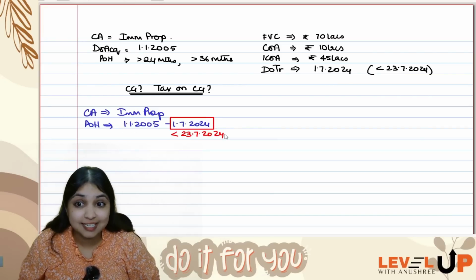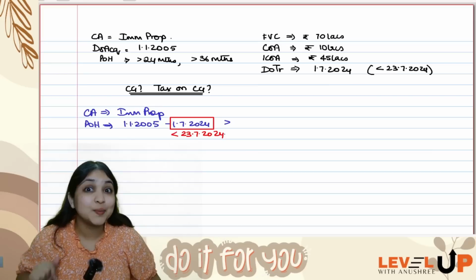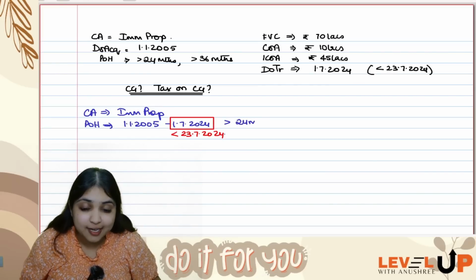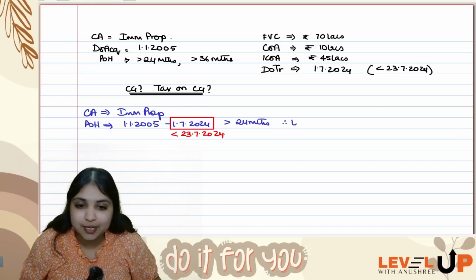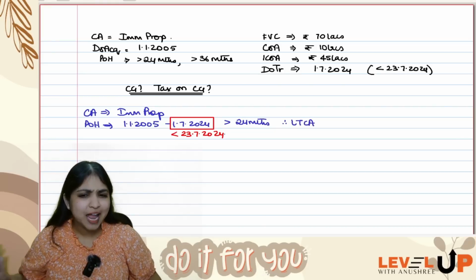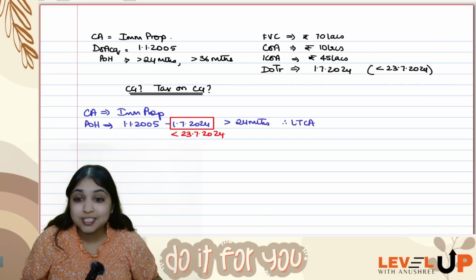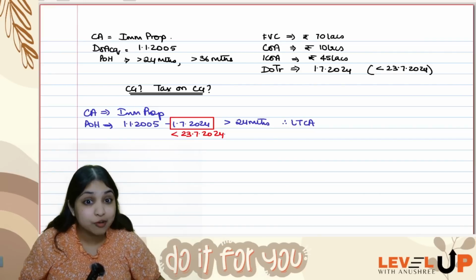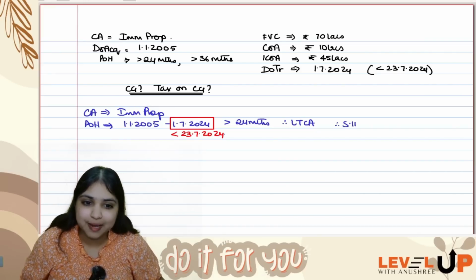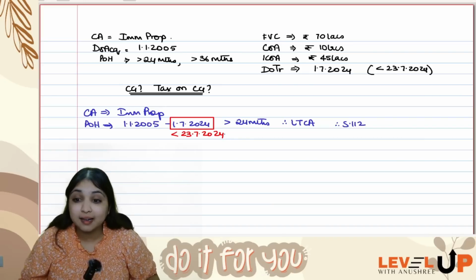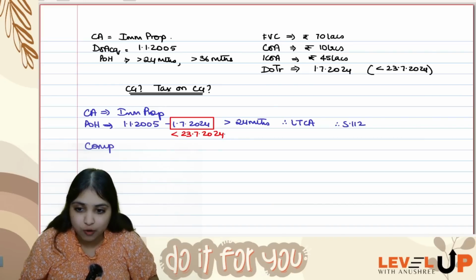This period is definitely more than 12, 24, 36. It is more than 24 months. So therefore it becomes a long-term capital asset. I will first try 112A. Of course, 112A will not apply because this is immovable property. So therefore, I will apply section 112, guys. Then I will start the computation of capital gains.